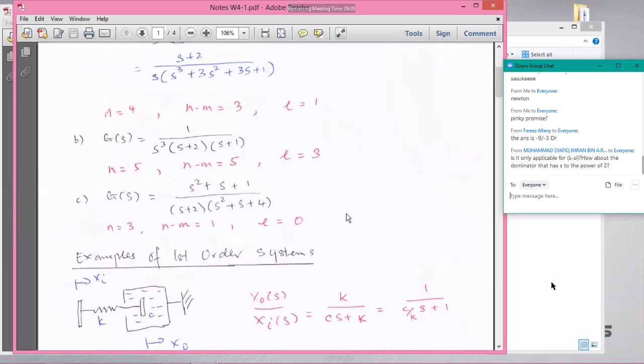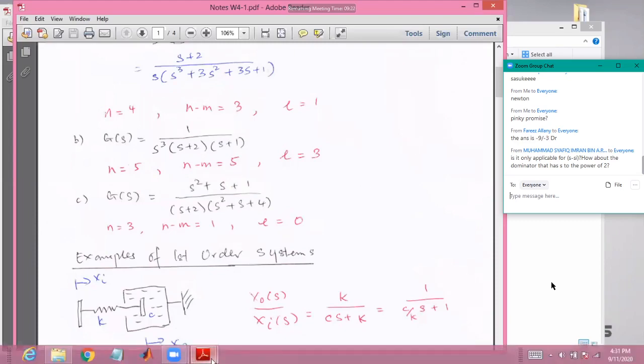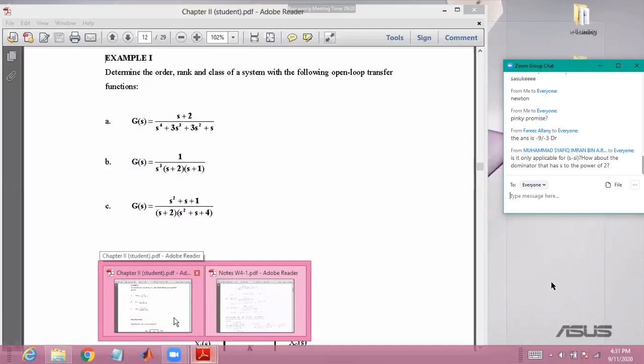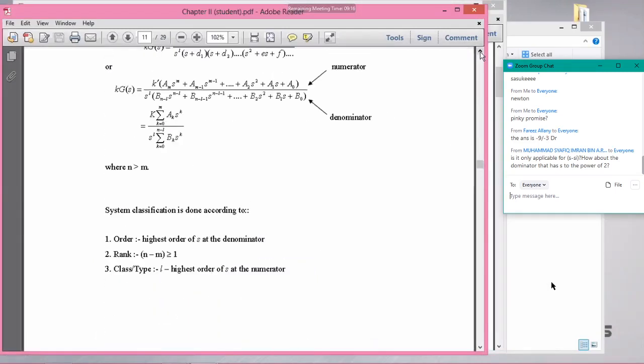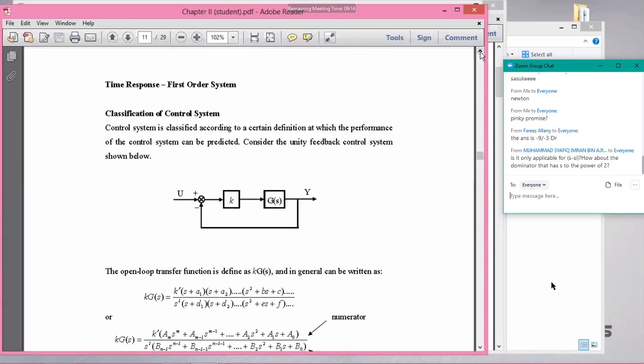So from now on, we don't really care whether the system is a translational mechanical system or a rotational mechanical system, as long as we are going to solve it according to the order of the system. So today we are going to talk about the time response of the 1st order.